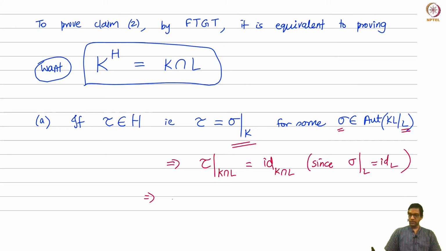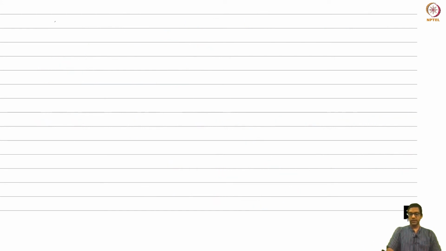So what does this mean? At least one-way containment we have shown that every element of H fixes K intersection L. So the fixed field K^H certainly contains K intersection L. So that's what we have proved. The fixed field of H, just the elements which are fixed by every element of H, certainly contains K intersection L. Now we need to prove the converse. Now the converse is the slightly tricky calculation.